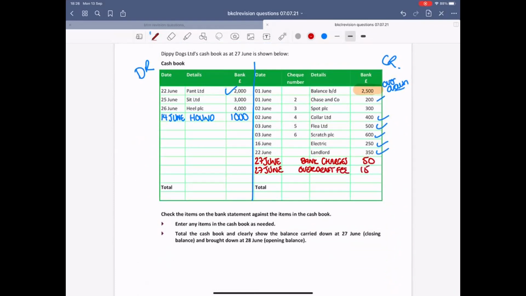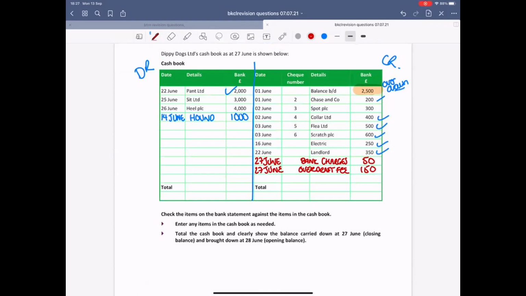And that was for 150. Again, with this task, even though we know that check number 3 hasn't gone through the bank account yet, we're not at that part of the reconciliation. We don't need to worry about that one. So it was just more adding in things that were on our bank statement that weren't in our cash book.